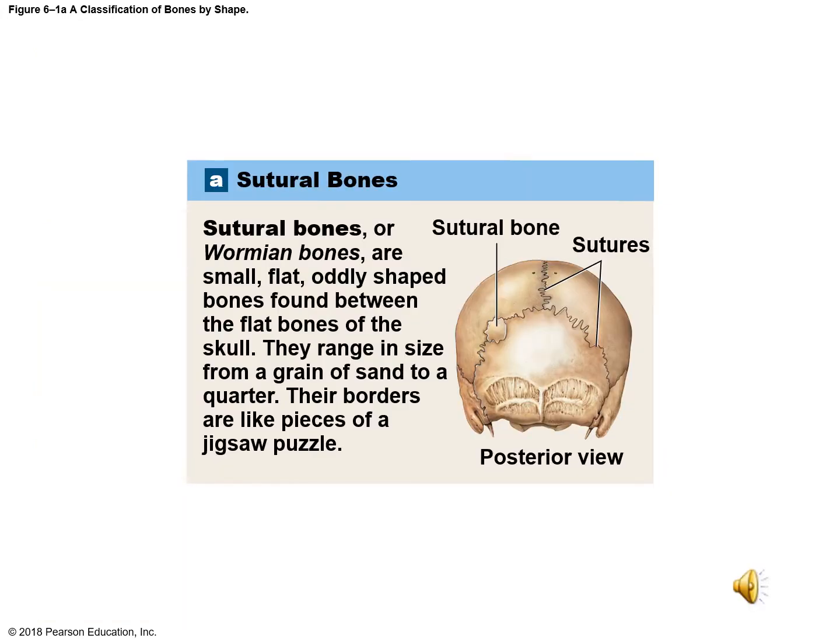Sutural bones, the first type of bones that we're going to talk about, are also referred to as wormian bones, and these are formed between the sutures of the skull. When you are first born, the bones of the skull are not completely fused, and once they do fuse with sutures, sometimes they form like a little island of bone that's isolated by the suture itself, and that becomes a separate bone.